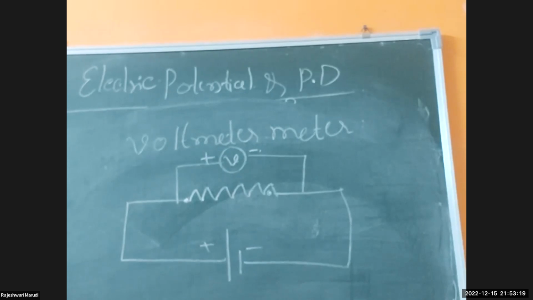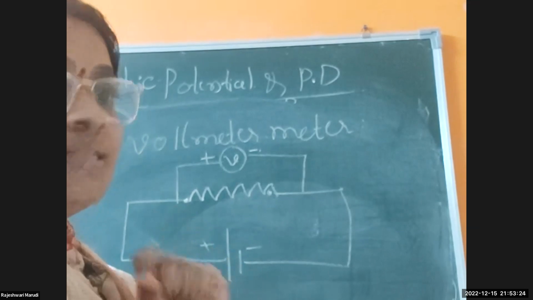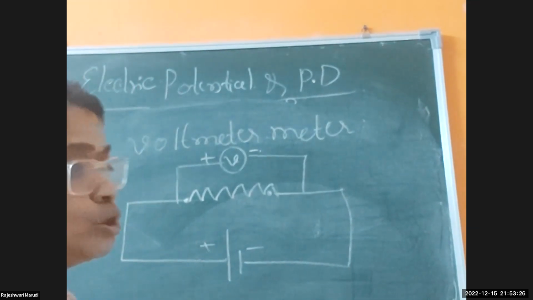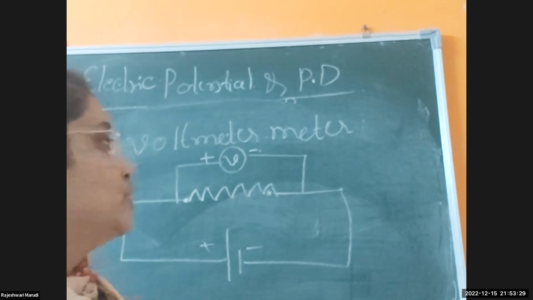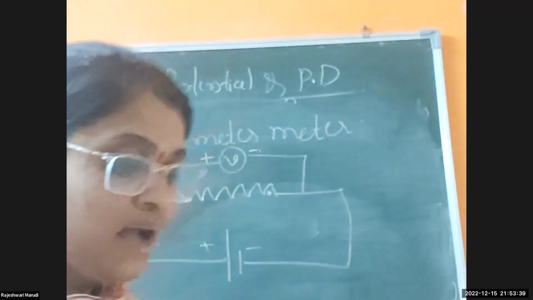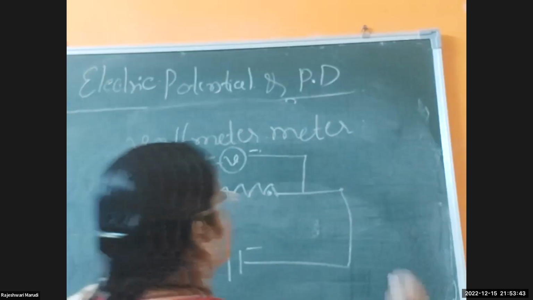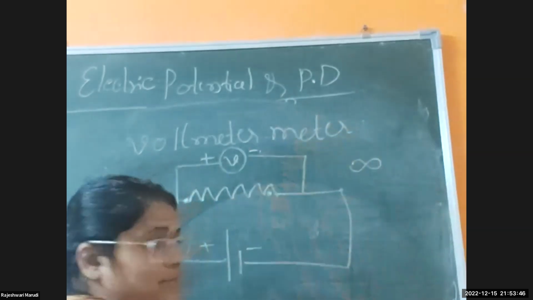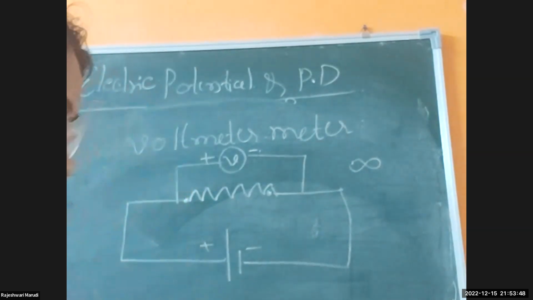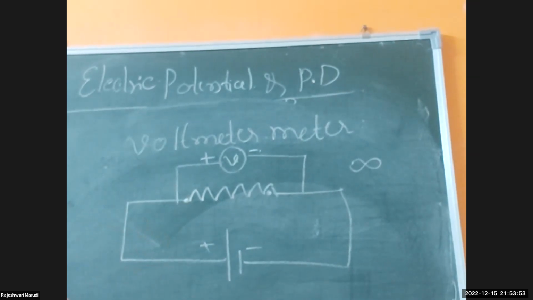The ammeter is a low resistance device because it should show the current flowing in the circuit. Therefore, the ammeter is a low resistance device, whereas the voltmeter is a high resistance device. For an ideal voltmeter, the resistance is infinite. Understood?